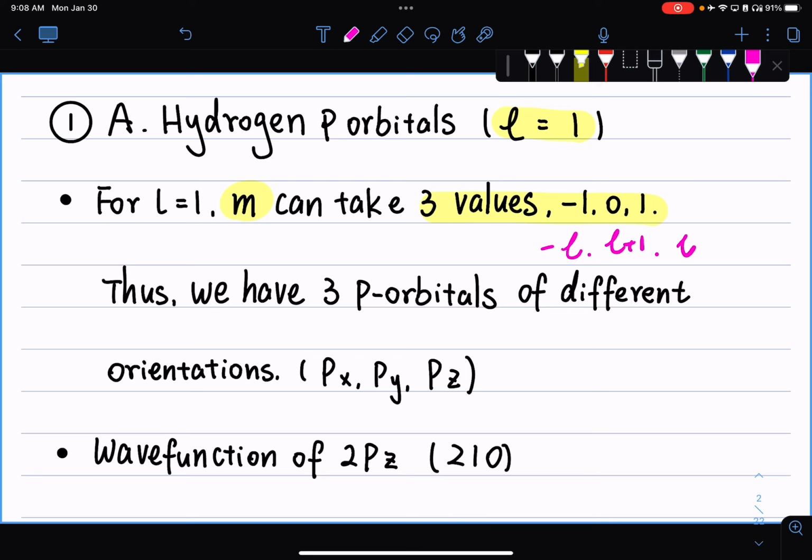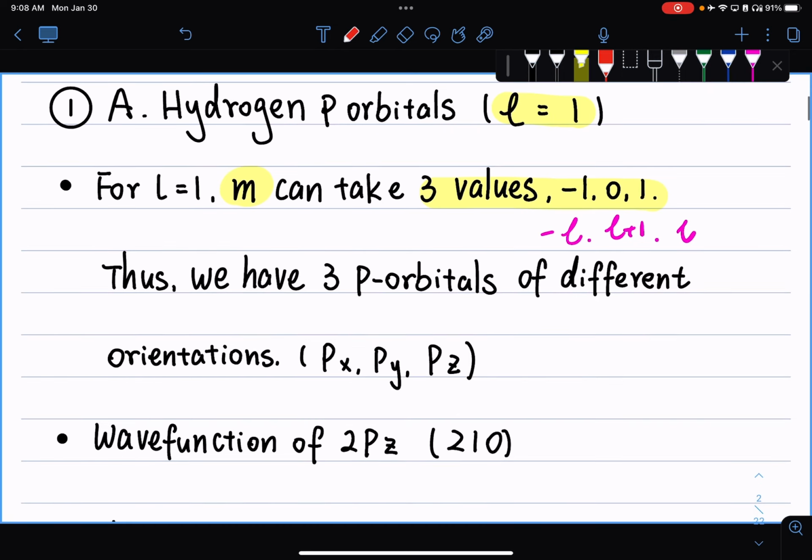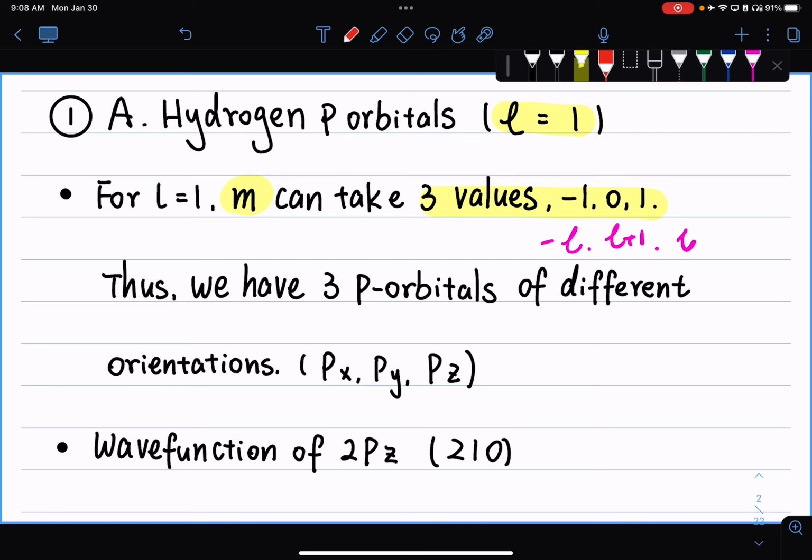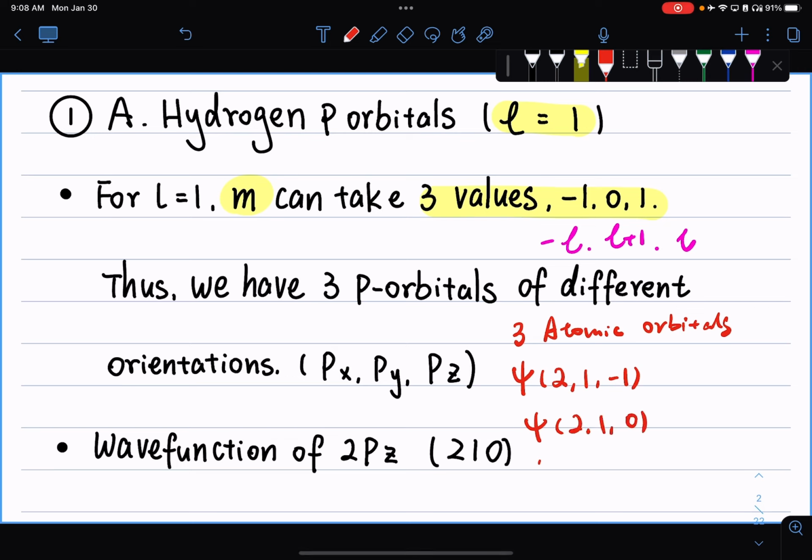So this we also went over last Friday. What it means to have 3 different orbitals is 3 atomic orbitals. That's equivalent to saying we have 3 different p wave functions, right? So we will have ψ 2,1,-1, ψ 2,1,0, and ψ 2,1,1. That's where we got the idea that there exist 3 p orbitals, because you have 3 magnetic quantum numbers.